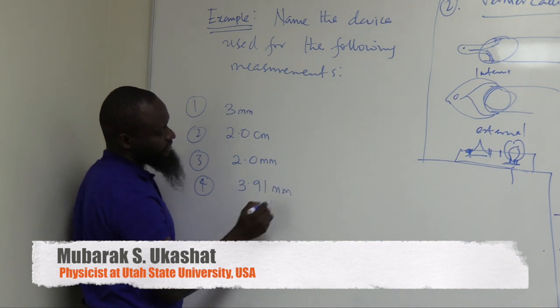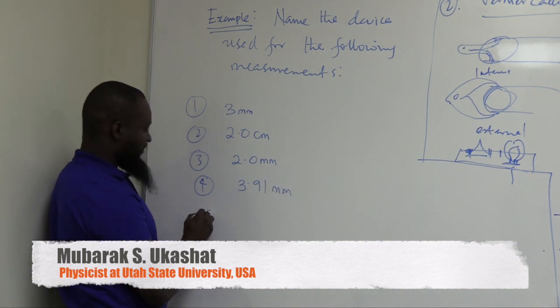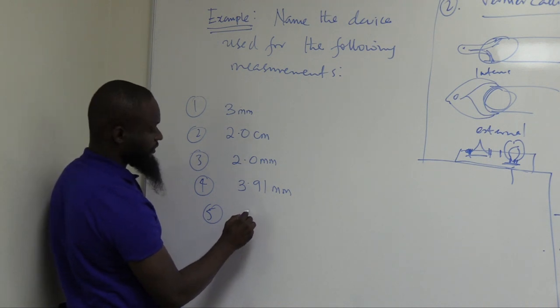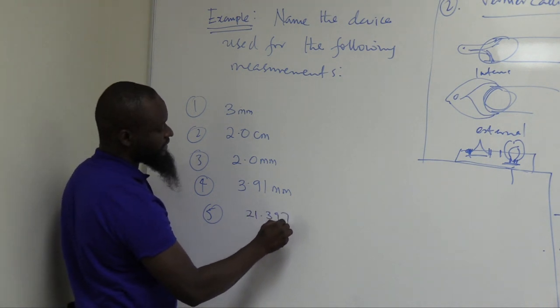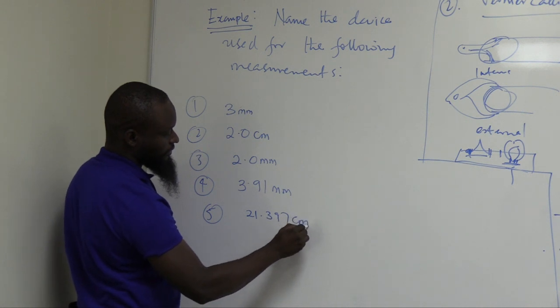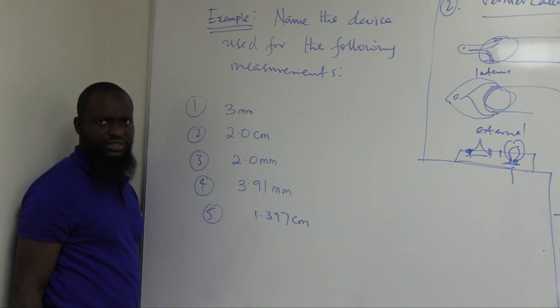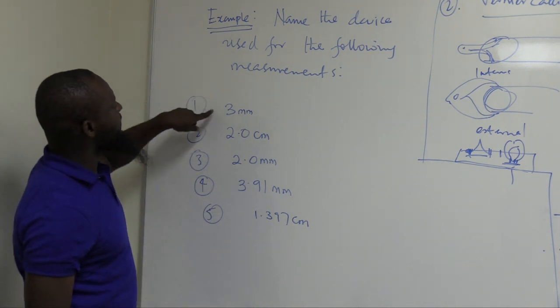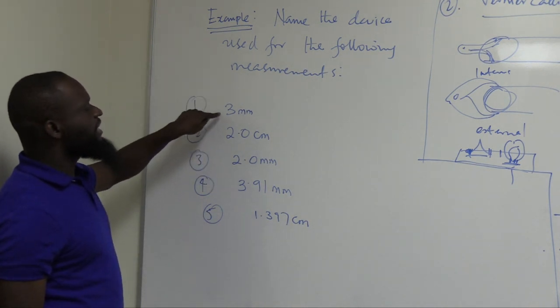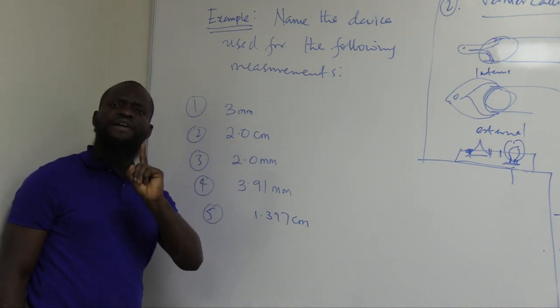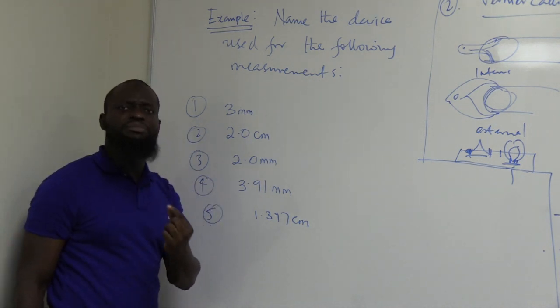Number 4, 3.91 millimeters. Number 5, 1.397 centimeters. Like that, they'll give different readings. So they say which devices measure this? From which devices? 3 millimeters. So it measures 1 millimeter. So which device has a reading accuracy of 1 millimeter?